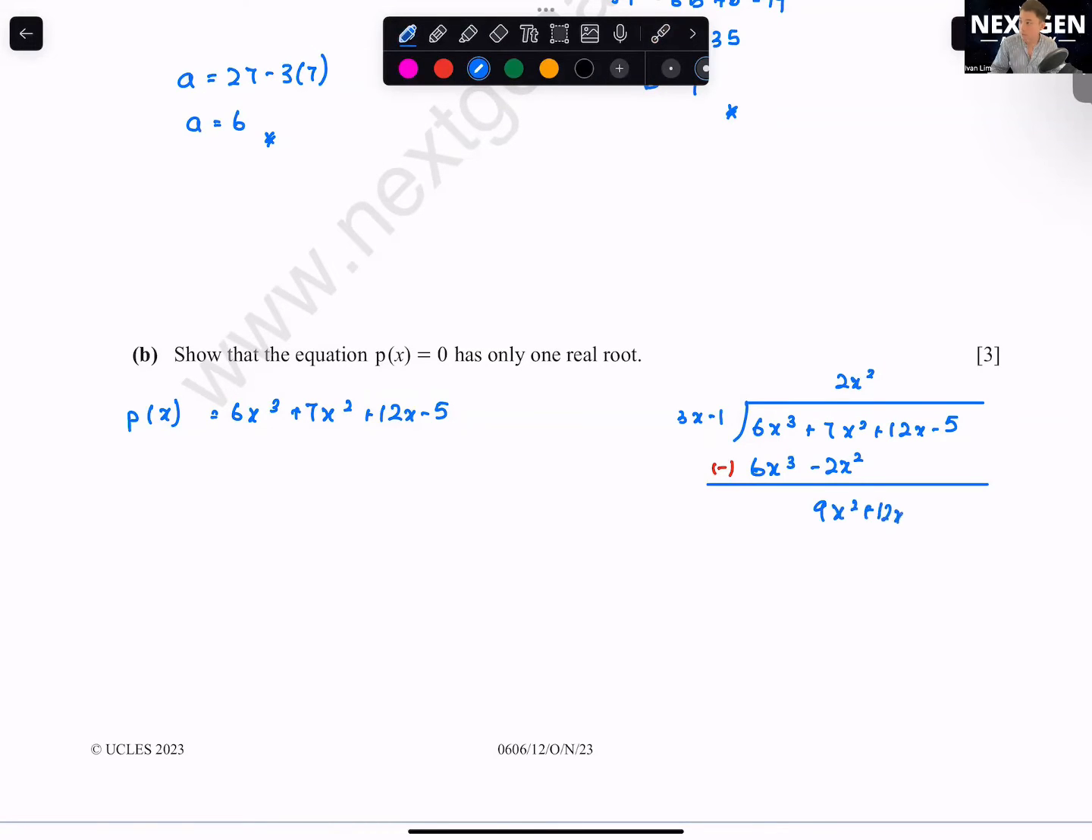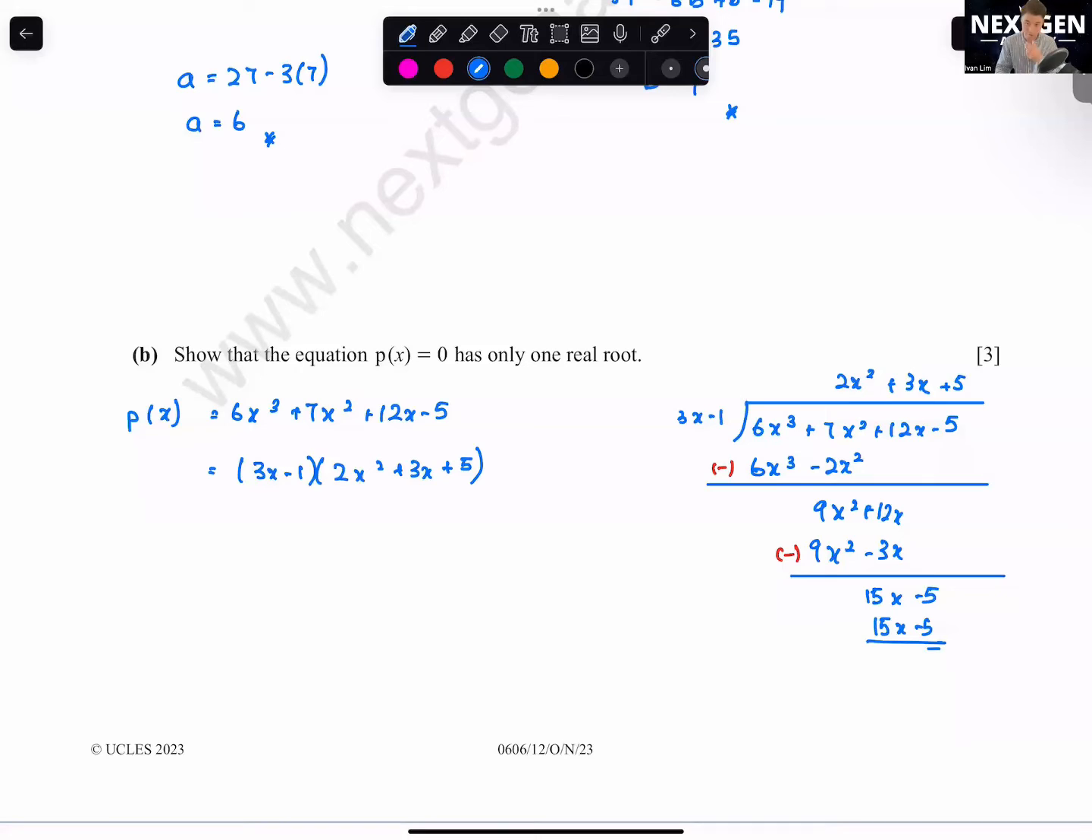squared plus 12x plus 3x. 9x squared minus 3x. Minus again. You'll get 15x minus 5. So here plus 5. 15x minus 5. Okay, so my equation will now be like this: 3x minus 1 times 2x squared plus 3x plus 5.